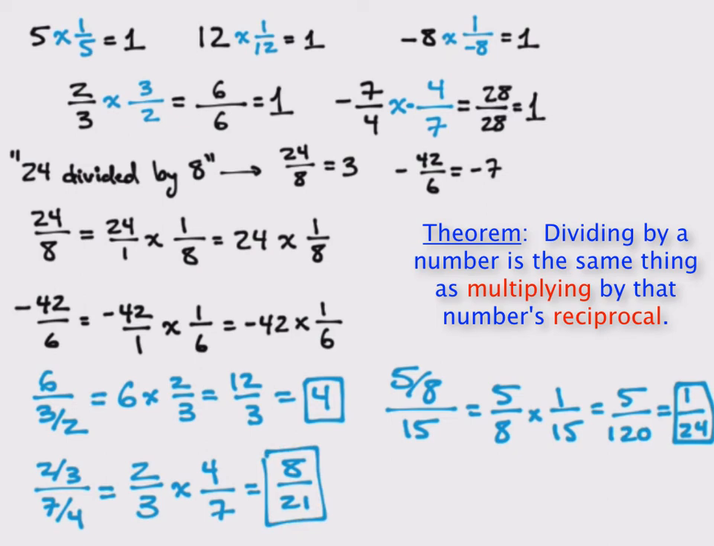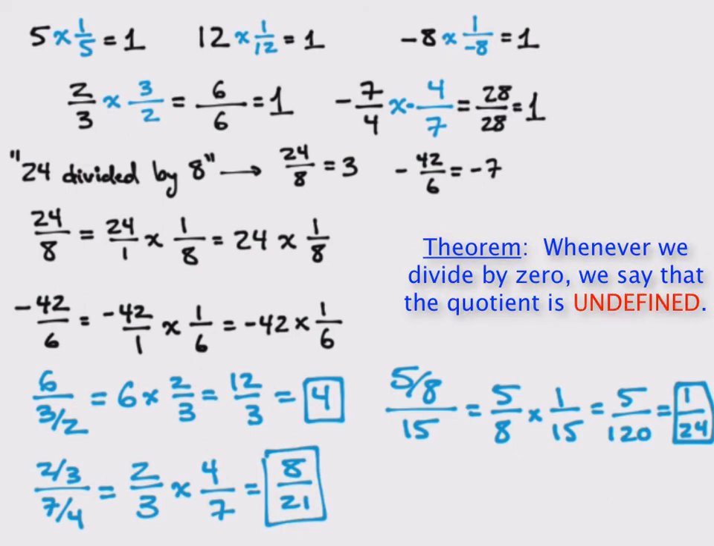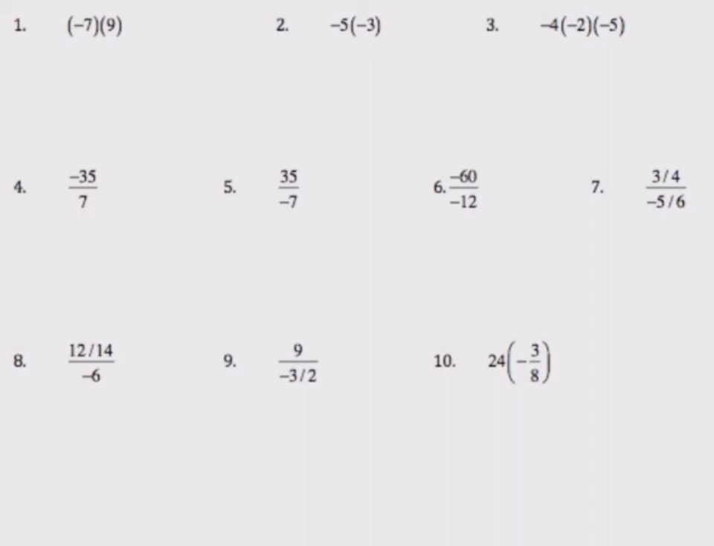But one other thing to keep in mind is that whenever we divide any number by 0, the quotient is undefined. 5 divided by 0, it's undefined. Negative 3 divided by 0, undefined. 0 divided by 0, undefined. Whenever we divide anything by 0, we don't get 0, we don't get infinity, we don't get anything else. Our quotient is undefined.